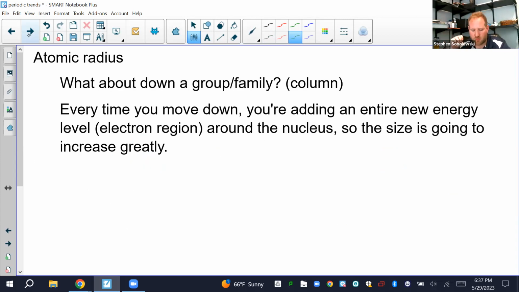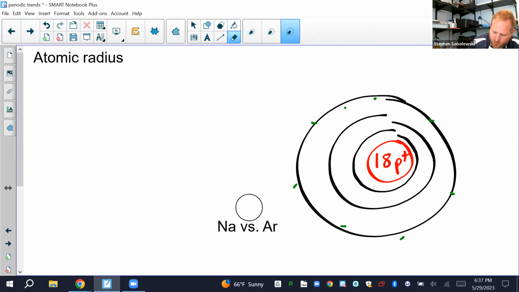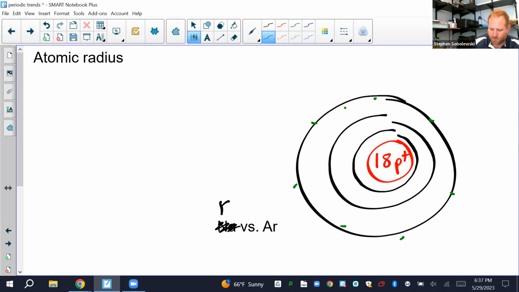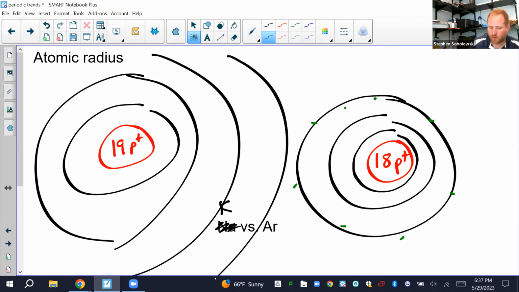But what about down a group or family? Well, every time you move down, you're adding an entire new energy level. So the size is going to greatly increase. Let's compare this argon right here, which we just drew, versus the next element, which is potassium. Well, potassium, what's the big difference? Well, we have 19 protons, but this one is going to have a 4th energy level. So we're going to go 1, 2, 3, 4. We have a 4th energy level. We have 1 valence electron there in the 4th. We're going to have a much larger element.